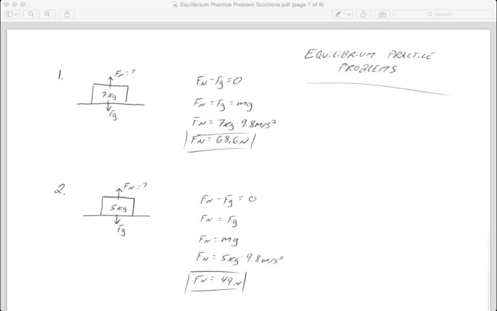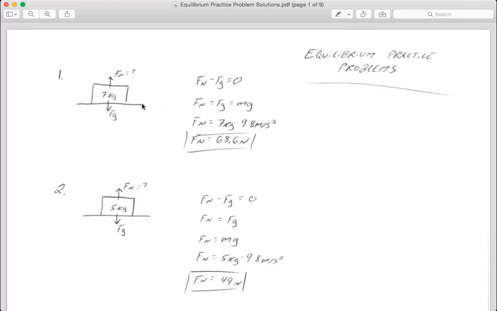All right, we're just going to take a look at the first three problems on the equilibrium practice problem worksheet. I'm just going to talk you through what I did to get each one. Number one reads that the object below lies motionless on the floor. We're going to find the normal force acting on the object.